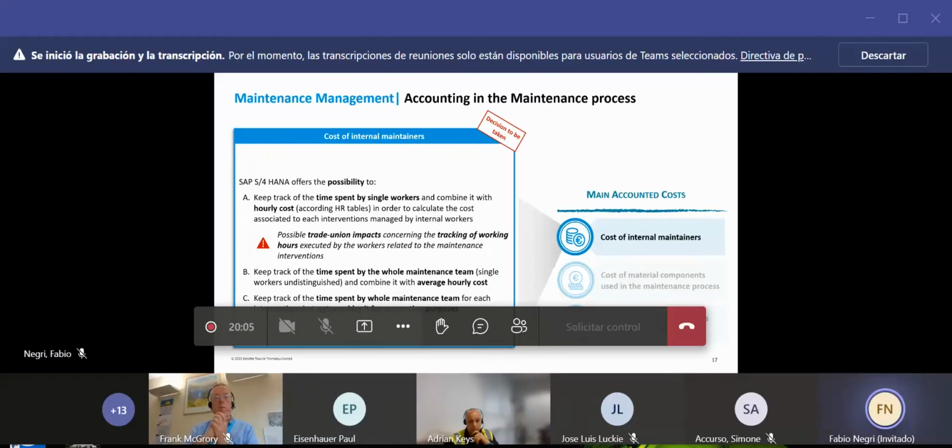Sorry, I didn't get the last part. Do you agree with solution C, or... We can keep track. We can do A, no problem. For you, A is also doable? Yes. Okay.